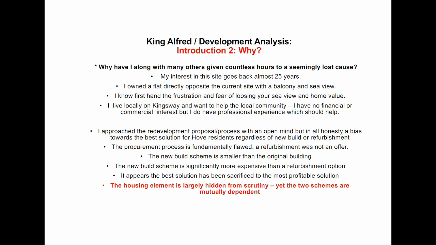Slide 3, Why? A central question raised was, why this scheme in this form? At the point of review, over £2 million had already been spent, yet there had been limited opportunity for the public to fully understand or interrogate the proposals. There was no comprehensive exhibition, no physical model, and limited accessible material. This raised concerns about transparency and the basis on which decisions were being made.